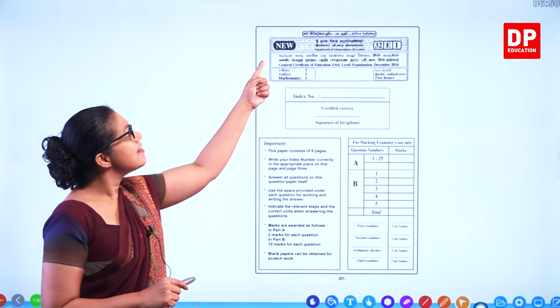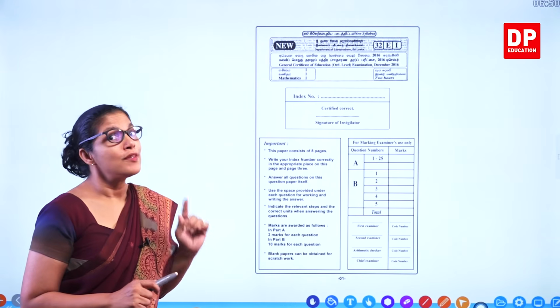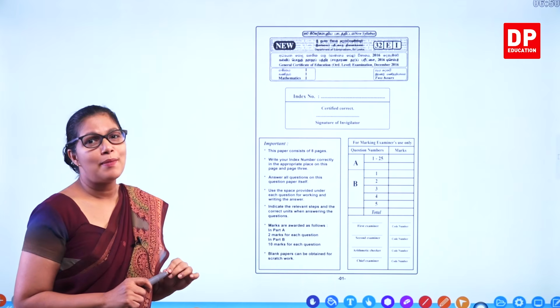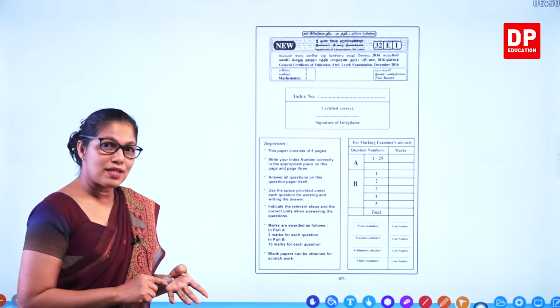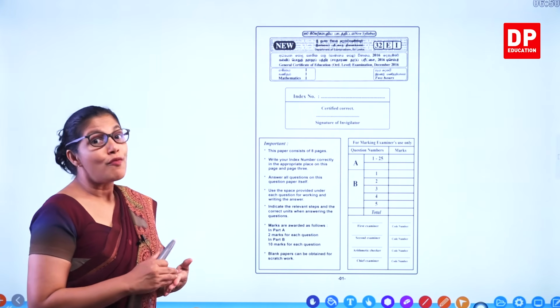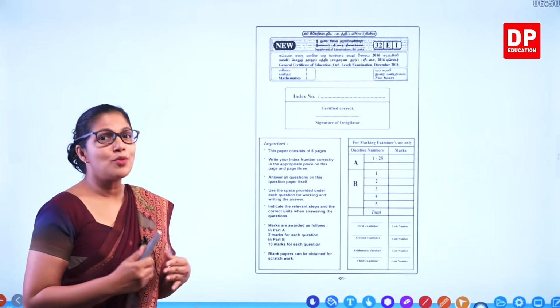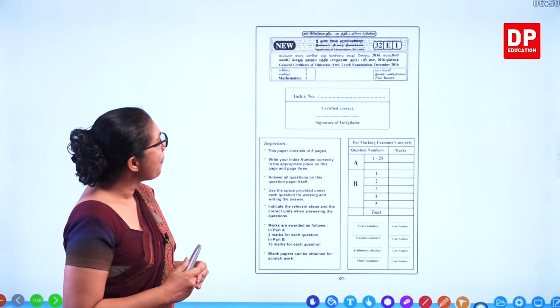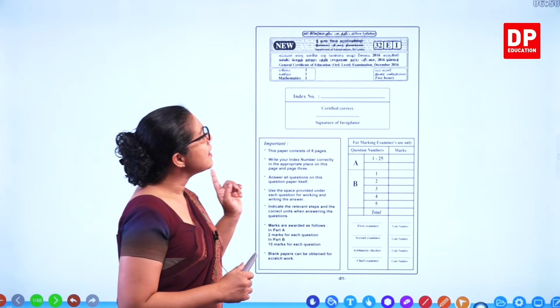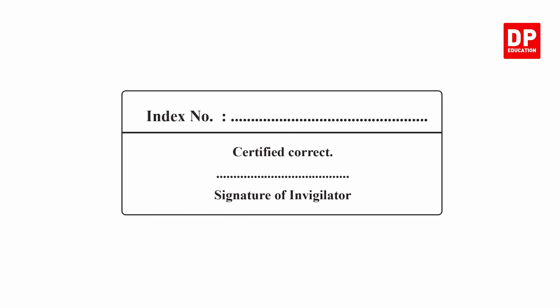Can you see this is mentioned new? So this is the new syllabus started from 2016 for 5 years. So we are still doing the new syllabus. So what are the important things in this paper? First thing, you have to put the index number.